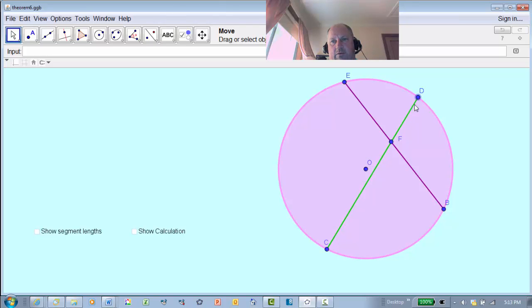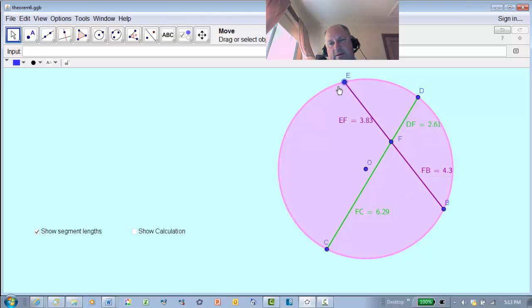So the green chord here is split into two segments, C to F and then F to D, and the purple chord split into two segments, E to F, then F to B. So if I show the lengths of the segments, nothing special there. We don't notice anything that stands out in the numbers.